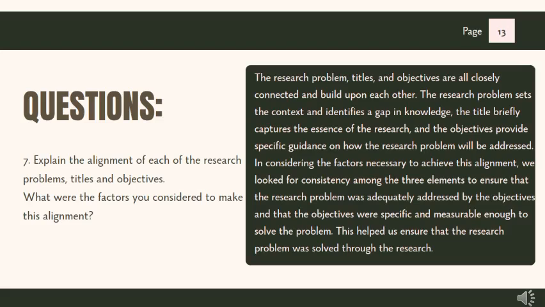will be addressed. In considering the factors necessary to achieve this alignment, we looked for consistency among the 3 elements to ensure that the research problem was adequately addressed by the objectives and that the objectives were specific and measurable enough to solve the problem. This helps us ensure that the research problem is solved through the research.